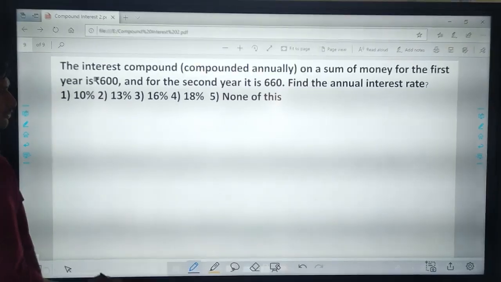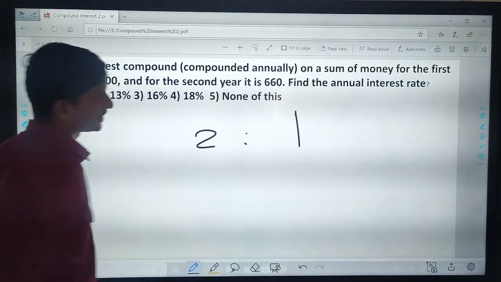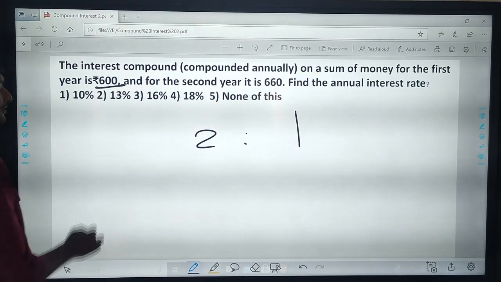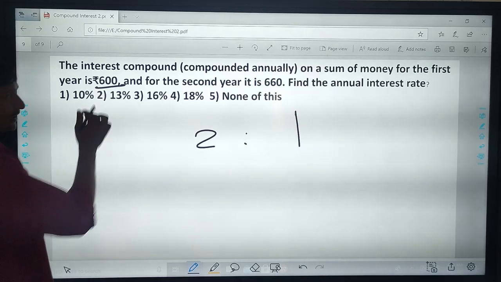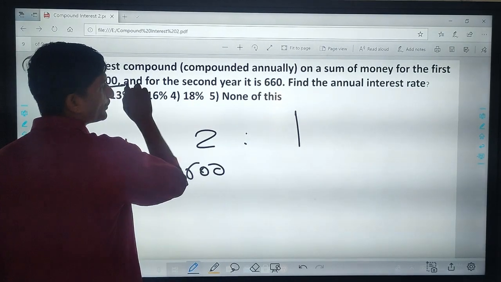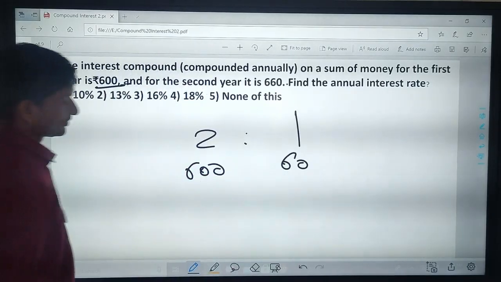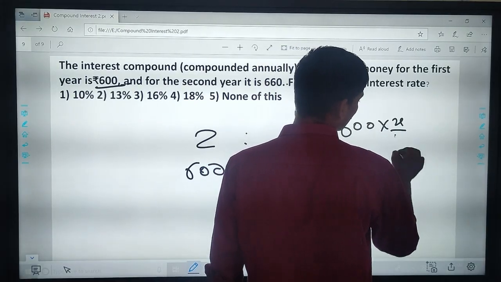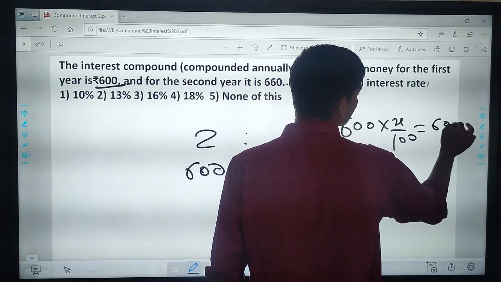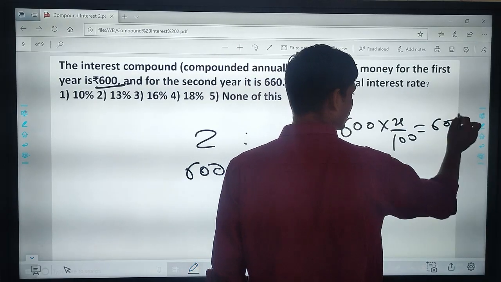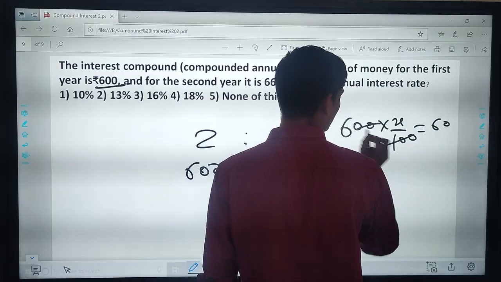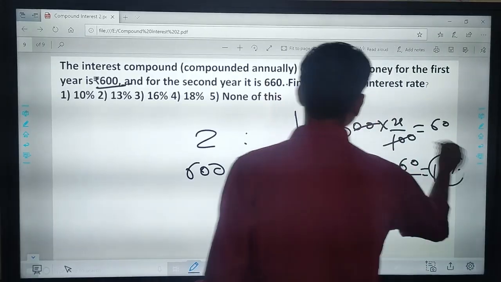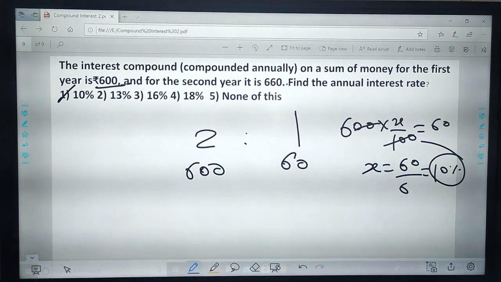Now here we can also write it for 2 years. Here this is the simple interest for the first year, 600, and the difference between these two interests is 60. Now here 60 is how many percent of 600? 600 into x divided by 100 is equal to 60. Now the zero gets cancelled. X is equal to 60 upon 6, that is 10%. Now here your interest rate is 10%.